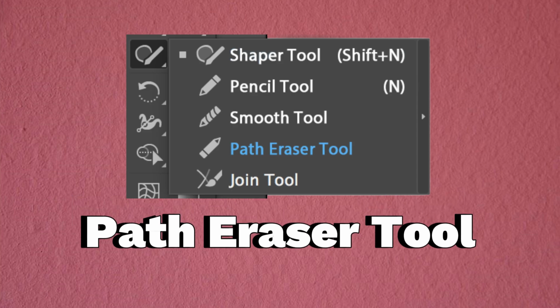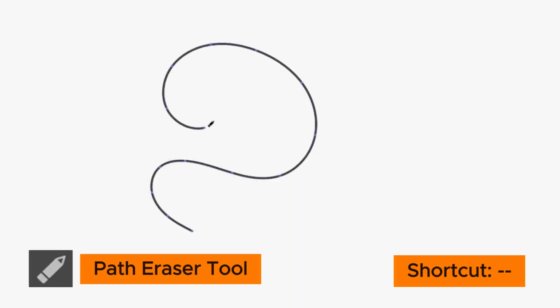The Path Eraser tool. No default shortcut. Click and drag over a selected path to erase parts of it. This tool is terrible to use.